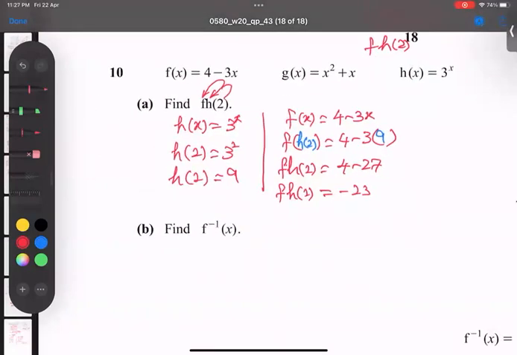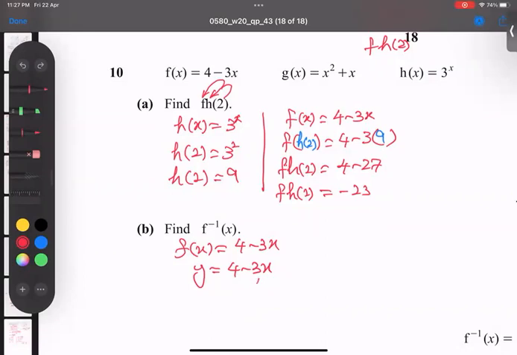Let's go for the next part, f inverse. How to get f inverse? First of all, copy the function: 4 minus 3x. Replace the function name by y. After this, what to do? After y is replaced, currently what is the subject? Currently we have y as subject, but we have to make x the subject.